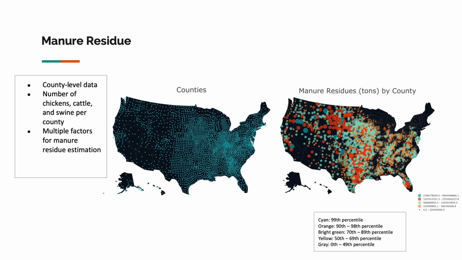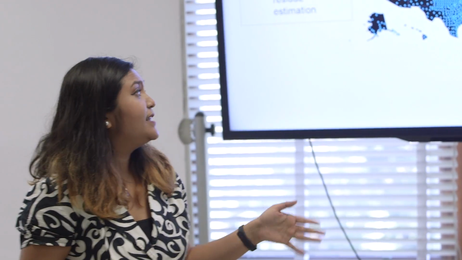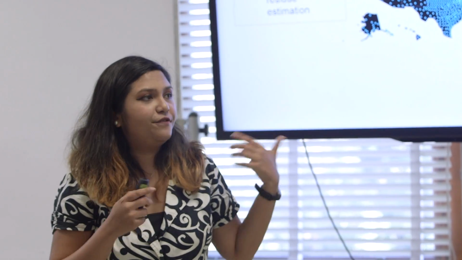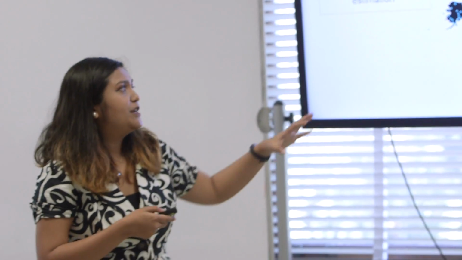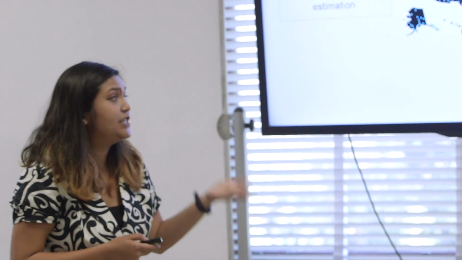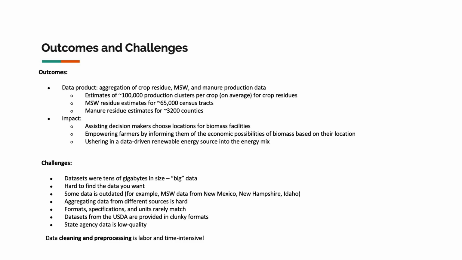Next, moving on, I'll talk about the manual residue data collection. Firstly, I collected the data of the number of chickens, cattle, and swine. Then basically, I translated those numbers into manure using residue factors and moisture content. And finally, as I said earlier, if you look at this picture, the larger the size of the circle, the more production is available from that point. Again, that will be helpful for the decision maker to make the best decision.